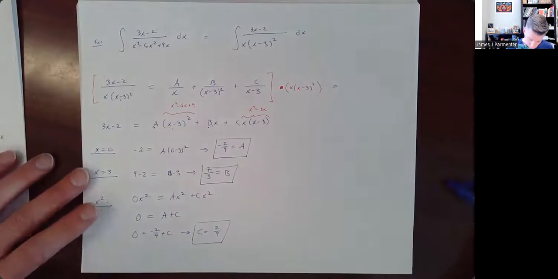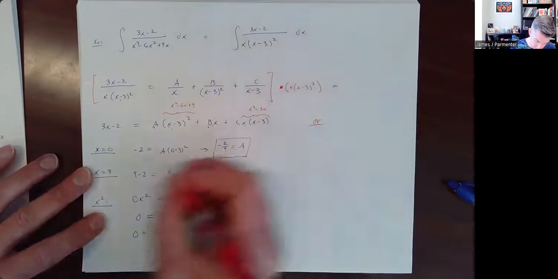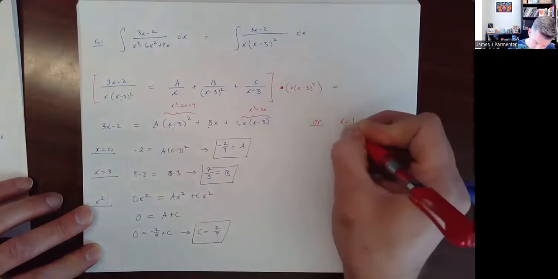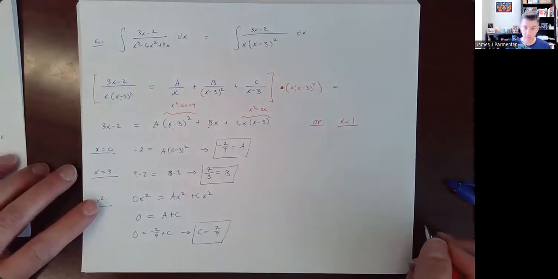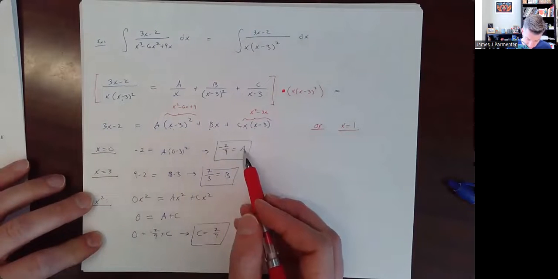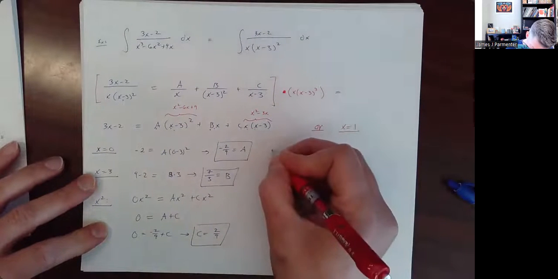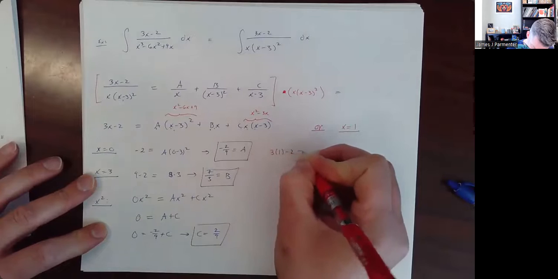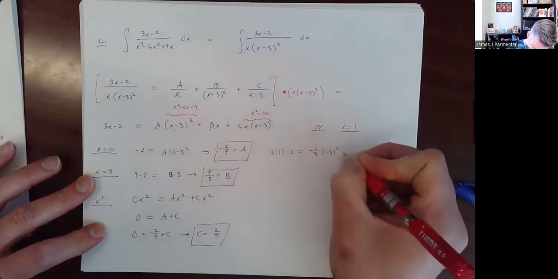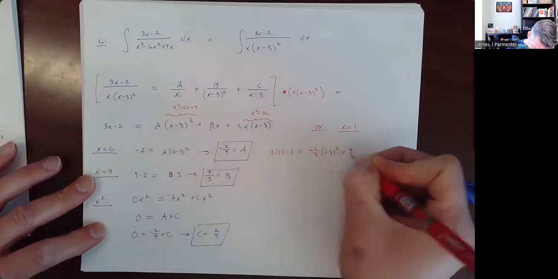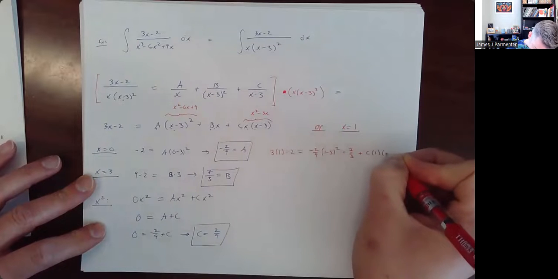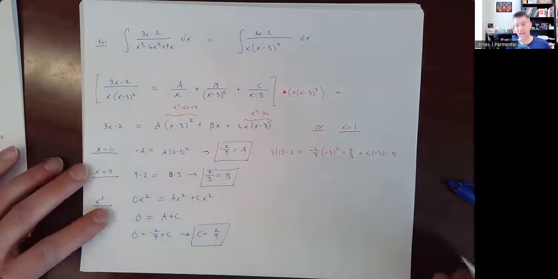So for example, you could say, I'm going to pick something I haven't chosen. So I picked 0 and 3. I'm going to now pick x equal to usually something small, like 1 or 2 or negative. So I pick x equal to 1 and plug it in and also plug in my values for a and b. I have 3 times 1 minus 2 equal to -2/9 times (1 minus 3) squared plus 7/3 times 1 plus c times 1 times (1 minus 3), which just looks kind of gross.